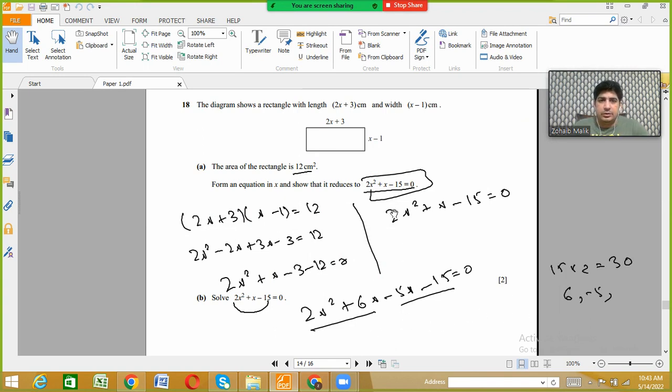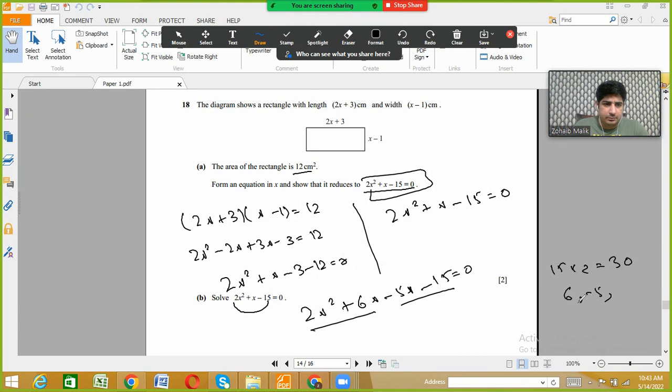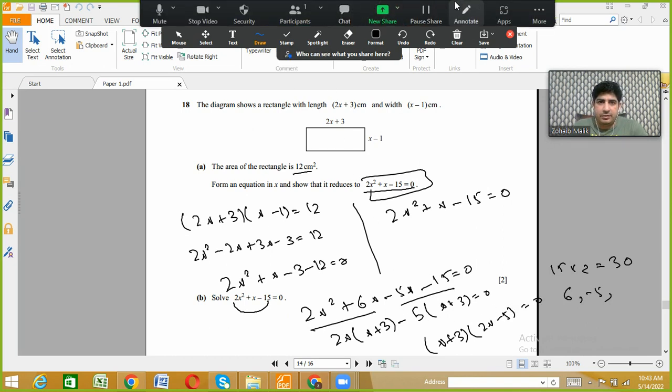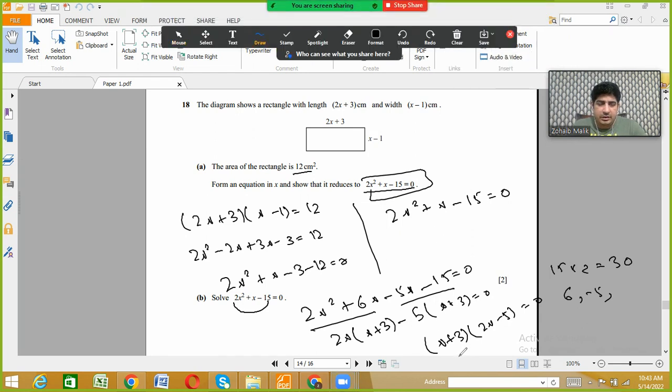So these are the two numbers, 6 and minus 5. And now we have to take common factors from them. 2x is common, x plus 3, 5 is common, so this is x plus 3. The common factor is x plus 3 and the other is 2x minus 5, equal to 0. Here we were supposed to solve, which means we are supposed to find the x values. So x plus 3 is equal to 0 and 2x minus 5 is equal to 0. So the x value would be negative 3, and the x value would be positive 5 over 2, which means 2.5.